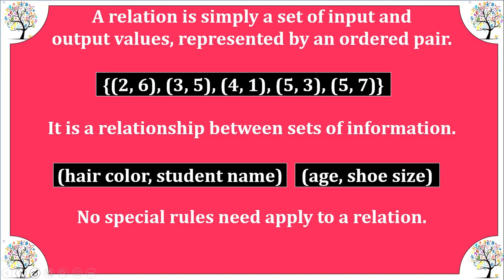So a relation is simply a set of input and output values, and normally you see these as ordered pairs. So anything can be a relation. No special rule is needed to be a relation. So the big umbrella is a relation, and underneath a relation are going to be functions and not functions. We will specifically look at functions for this lesson, but just know that anything can be a relation.